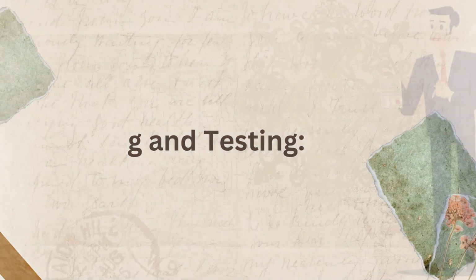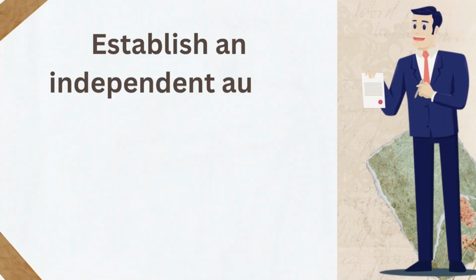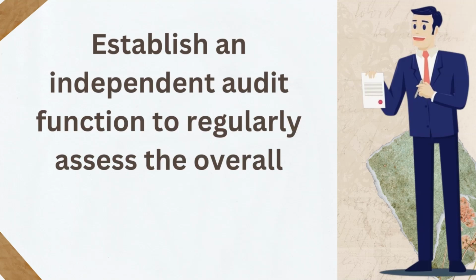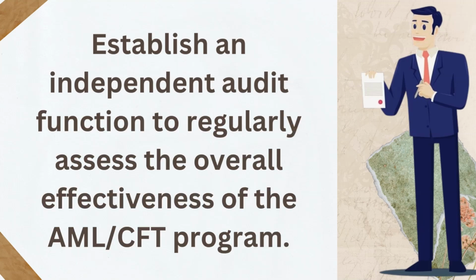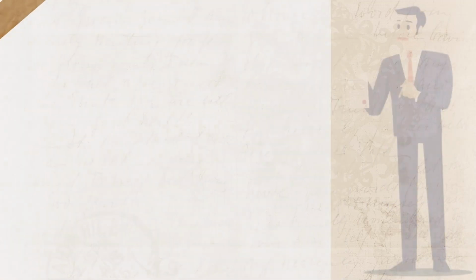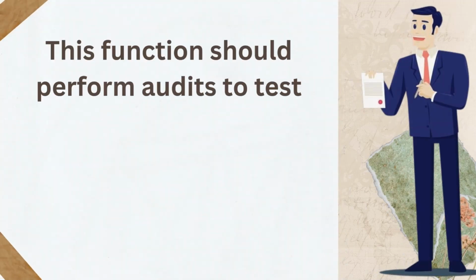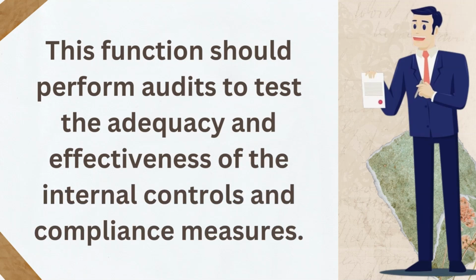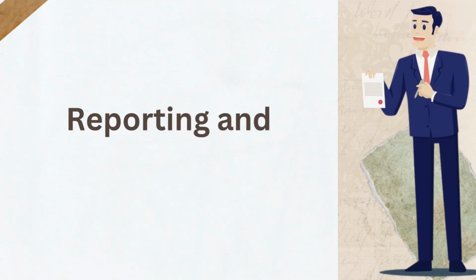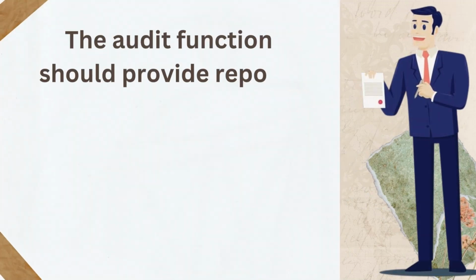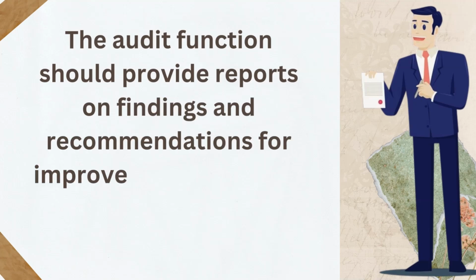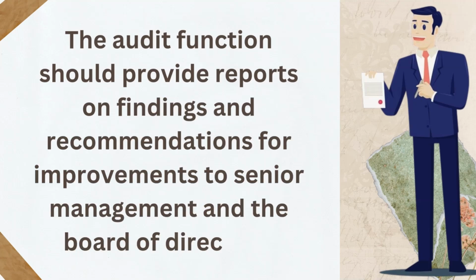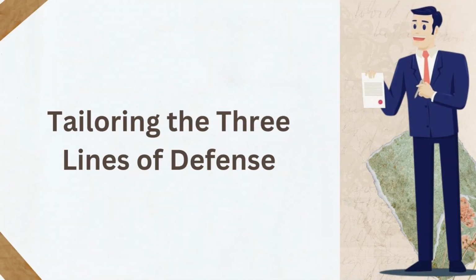Auditing and testing. Establish an independent audit function to regularly assess the overall effectiveness of the AML/CFT program. This function should perform audits to test the adequacy and effectiveness of the internal controls and compliance measures. Reporting and recommendations. The audit function should provide reports on findings and recommendations for improvements to senior management and the board of directors. Tailoring the three lines of defense.